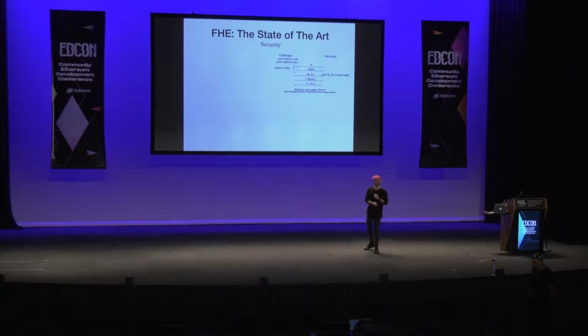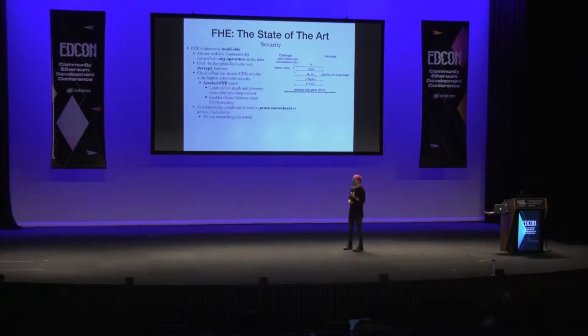I'd go into more detail, but I'm kind of running out of time. So FHE is inherently malleable, meaning anybody can perform computation on it, which gives us a few security problems. The highest security that we can get for fully homomorphic encryption is chosen plaintext attack security, but there exists another type of FHE called leveled fully homomorphic encryption, which limits the circuit depth and prevents some arbitrary computations. This enables us to actually build chosen ciphertext attack security. And we also believe that we can use zero-knowledge proofs to prove correctness to prevent malleability. So this is something we're actively researching.